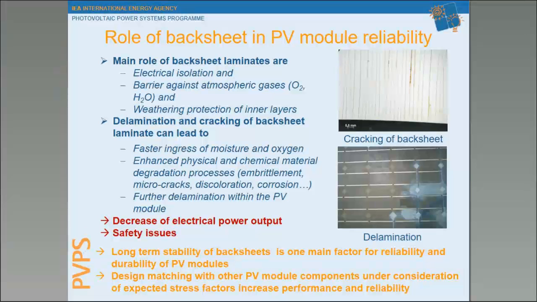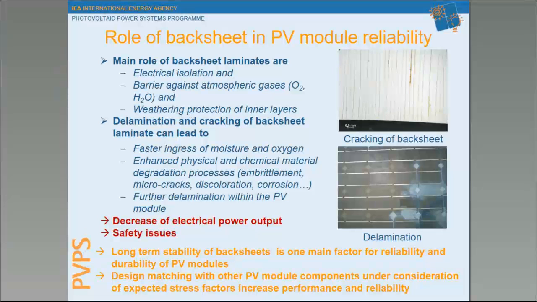And then sooner or later, usually in the field, we observe a decrease in electric power output, but it also causes safety issues because it's not safe anymore, for example, to touch the back of the PV module because we don't have the isolating effect anymore.